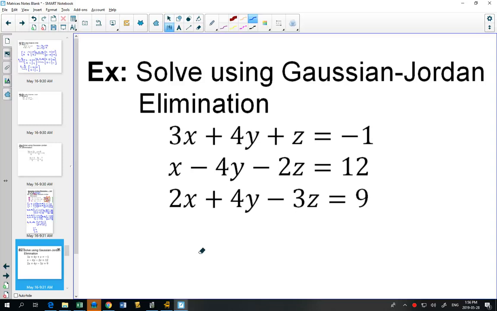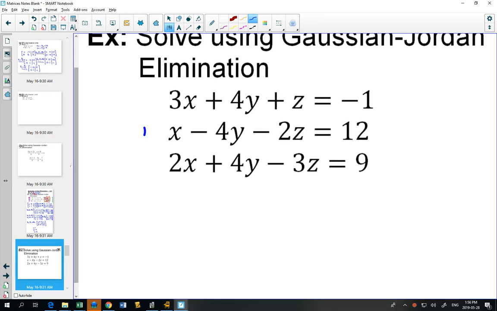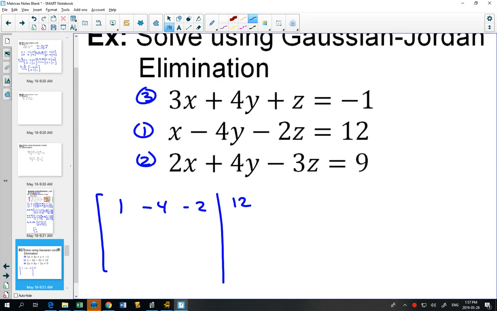Ever done? Okay. So I'm going to make this row 1, this row 2, this row 3. Or did most people do it the other way? I know almost everybody had this one as row 1.